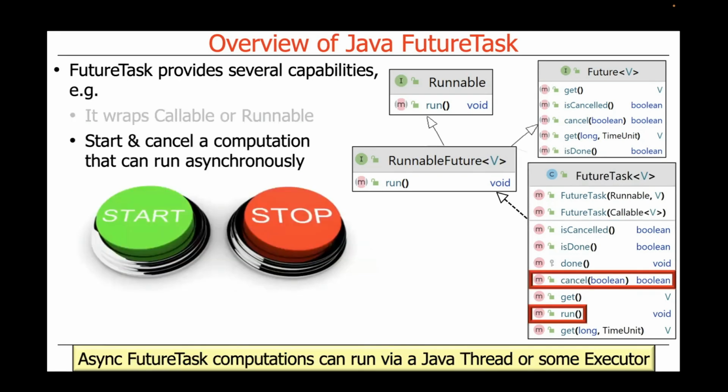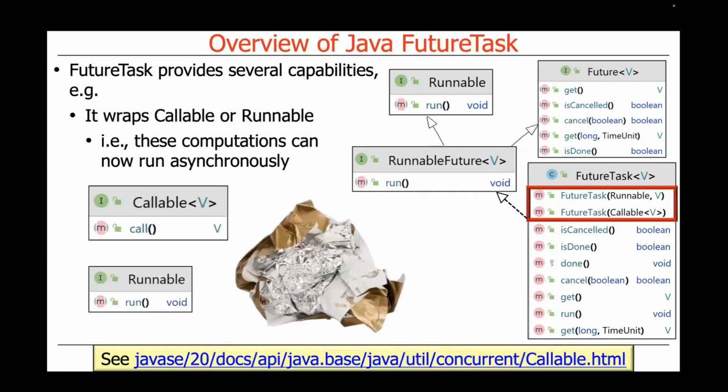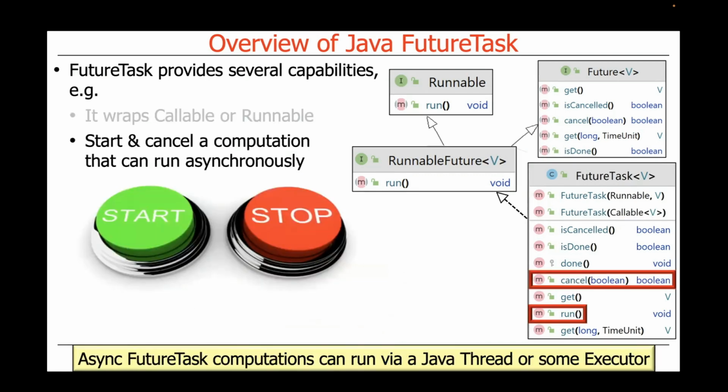Something else you can do with FutureTask is start and cancel a computation. Typically what you do is you pass a Runnable or a Callable to the FutureTask constructor, and then you pass the FutureTask object to either a Java thread or some executor, like the ThreadPoolExecutor or the ForkJoinPool executor and so on. Then the computation can run when its run hook method is called back, which is inherited from Runnable. And you can also, of course, cancel that computation as well.